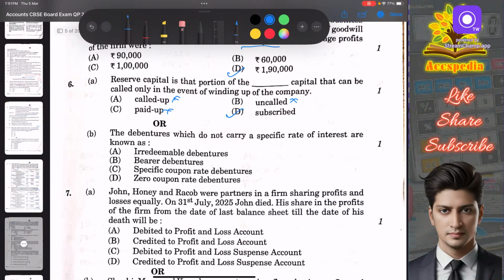The debentures which do not carry a specific rate of interest are called zero coupon rate bonds. Zero coupon bonds we call them.